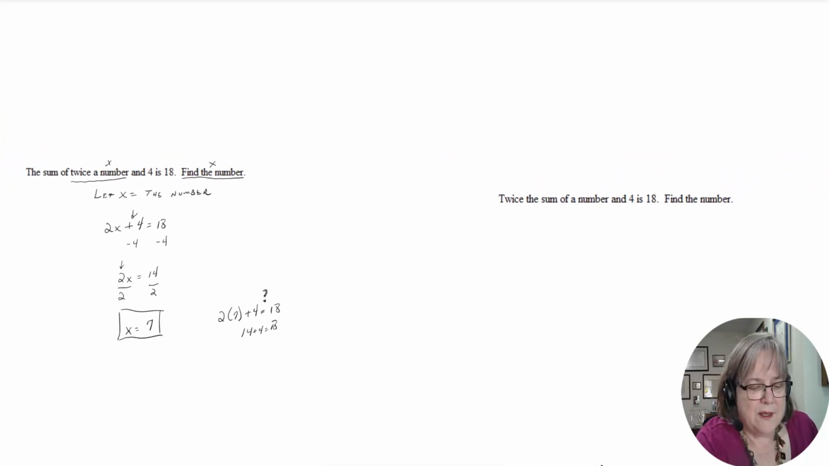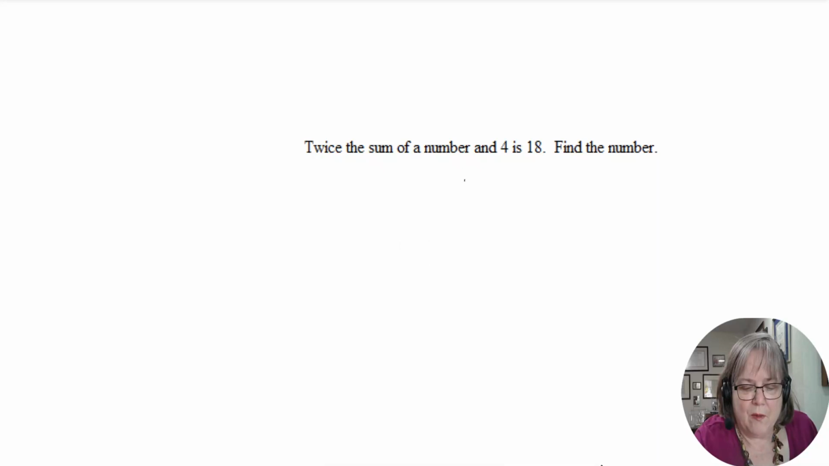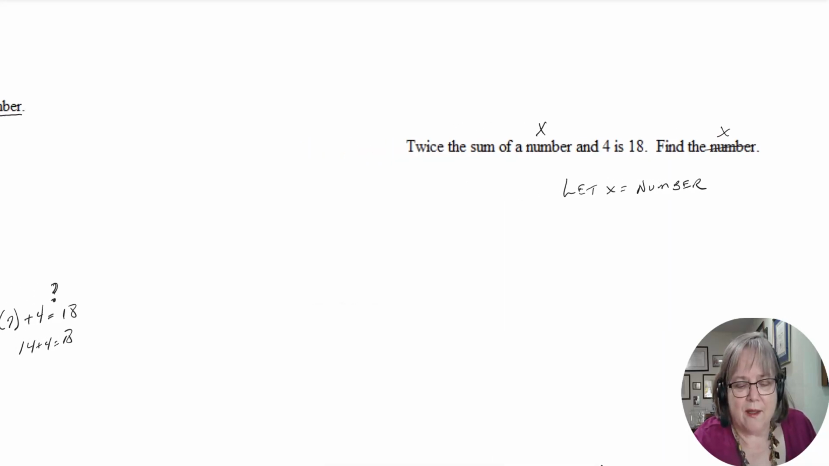See how this one says the sum of twice a number, and this one says twice the sum. Find the number. Okay, so again, we're going to compare and contrast here a second. We're going to let x be what we're trying to find. So what you're trying to find is x. Everywhere you see it, it's now going to be called x.